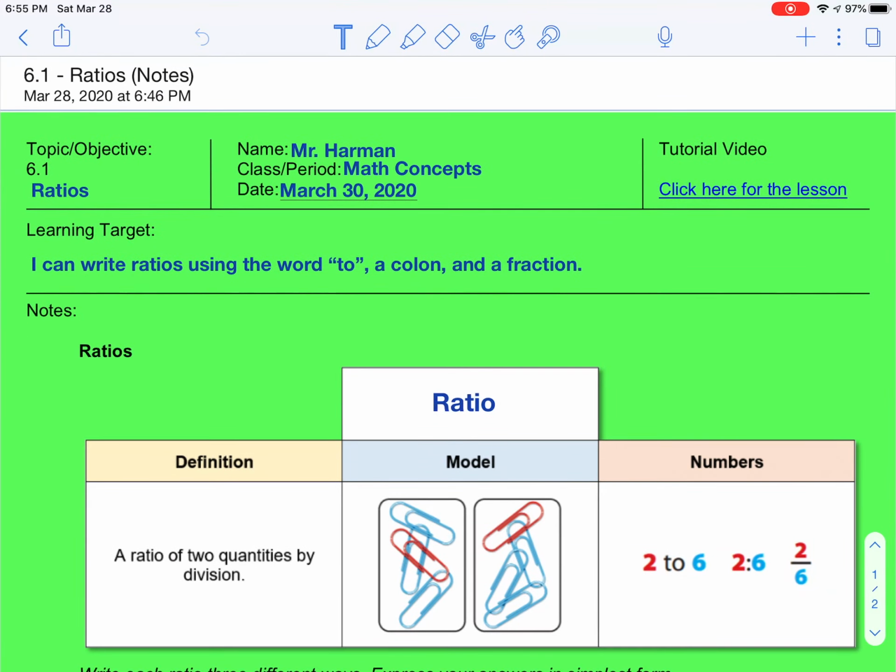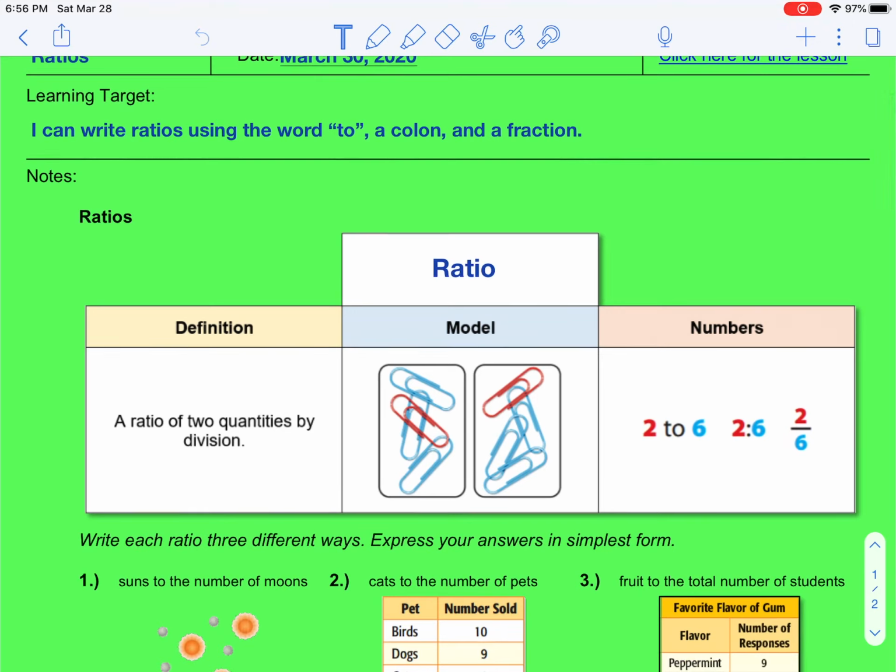So our first lesson for Chapter 6 is on ratios. Our learning target is I can write ratios using the word to, a colon, and a fraction. So what ratios are is it's just a comparison of two different things. Okay? So the actual definition is a ratio of two quantities by division, or a comparison of two quantities by division. So in our model right there, the two things that we're comparing are blue paper clips and red paper clips. So if I count my blue paper clips, I have 6, and if I count my red paper clips, I have 2. So those are the two things I'm comparing.